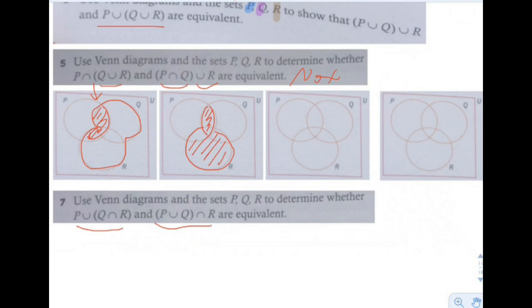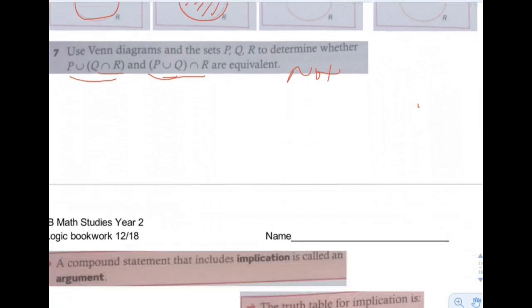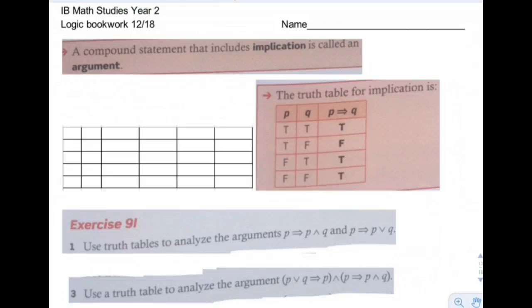So first thing we're going to do is Q intersect R. So Q intersect R is that fish-shaped thing there. And then I'm going to union that with P. And so I'm going to add that, and then I'm going to get that. Then I do P union Q, and that'll be like this snowman-shaped one here. And then I intersect with R, and then I get that. Okay? So yeah, those are not equivalent. Okay.